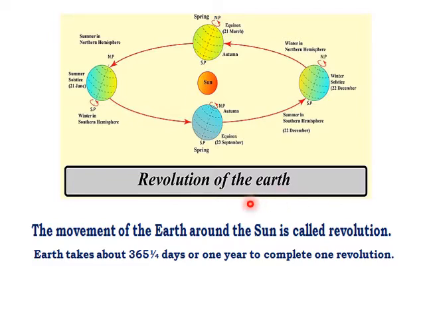So what is revolution? The movement of the earth around the sun is called revolution. One full movement of the earth around the sun is called one revolution. Earth takes about 365 1/4 days, or 1 year, to complete one revolution.